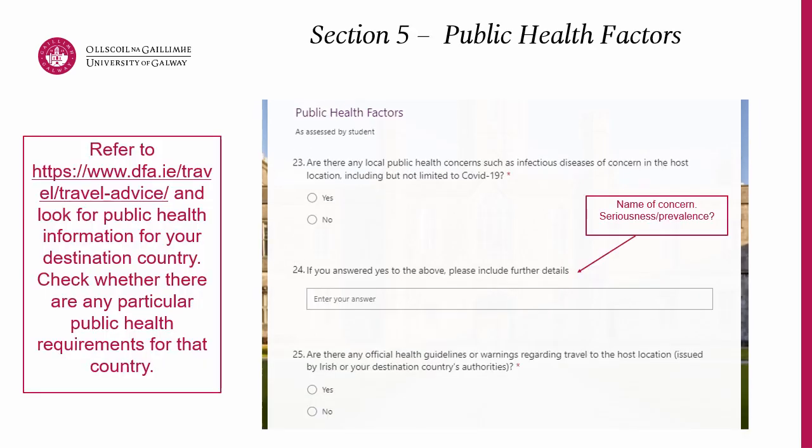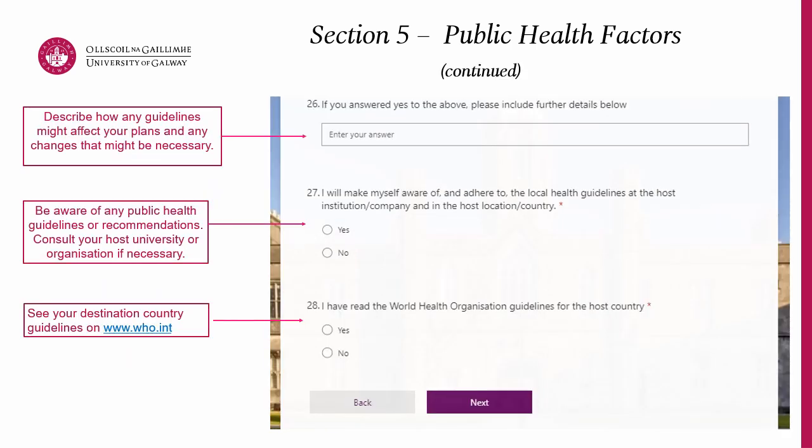There may also be public health factors you need to consider. Once again, consult the Department of Foreign Affairs travel advice and check whether there are any particular public health concerns for your destination country that you should know about. If there are public health concerns or guidelines, consider and note how these might affect your plans.